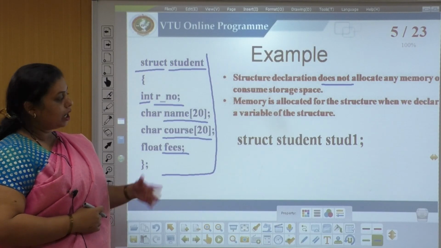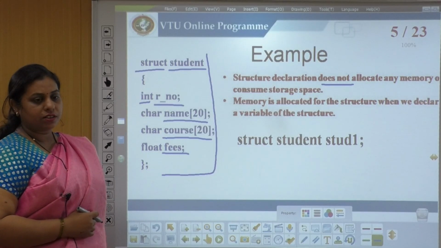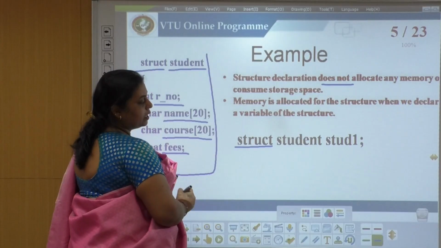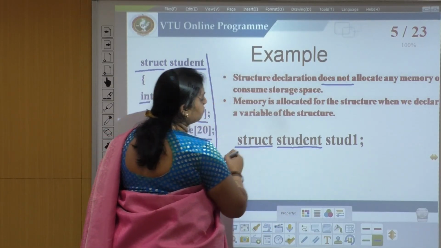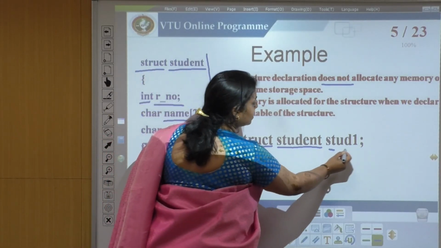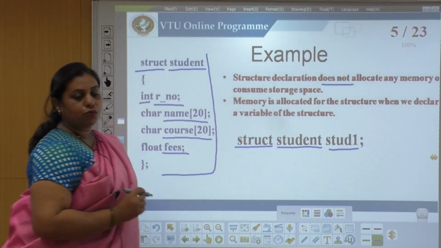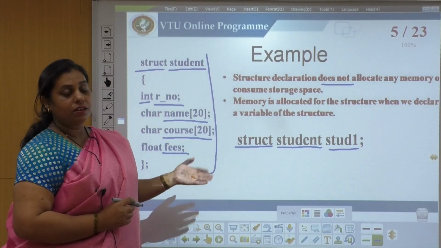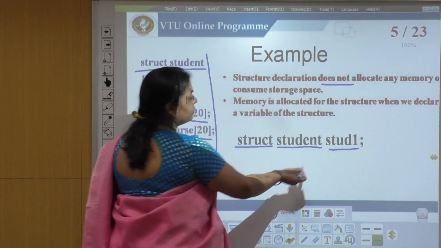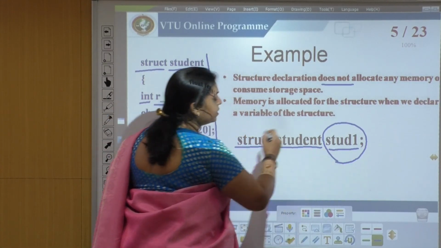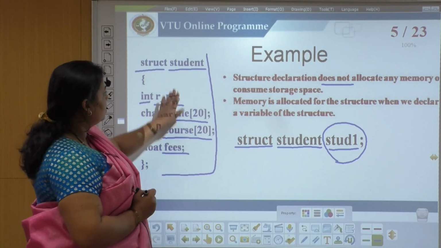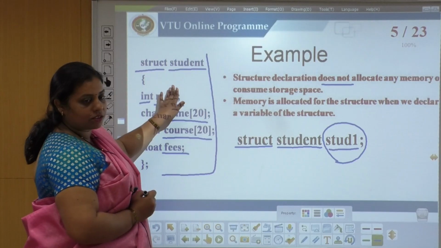Now let us see how I can declare a variable of structure. So struct is a keyword, followed by the name of the structure and then the variable name. When this particular statement is executed, actual memory is allocated to the variable stud1, which belongs to the data type student, which is a structure.